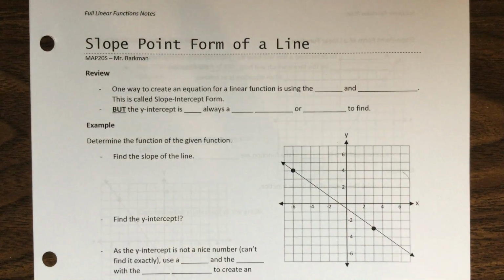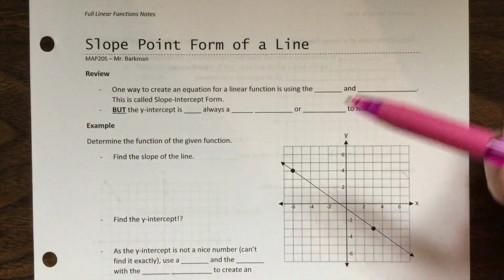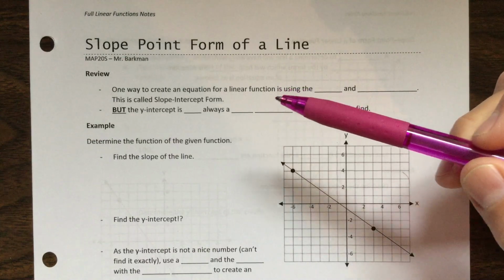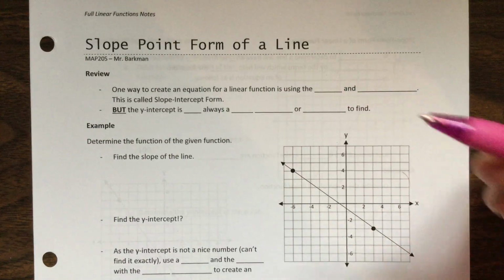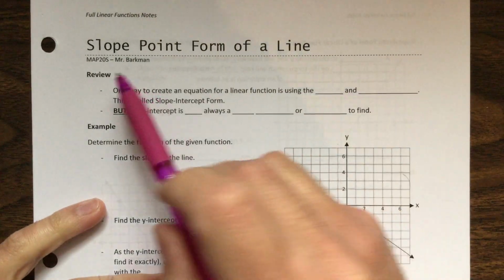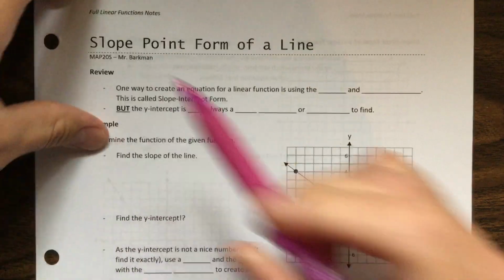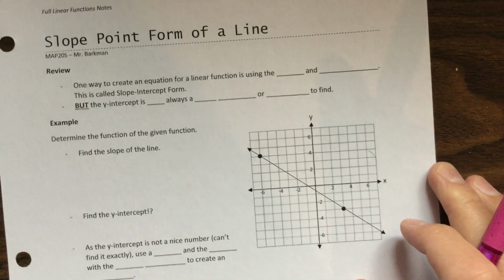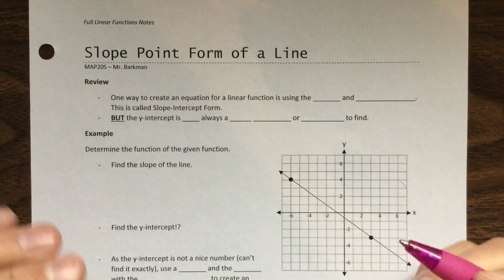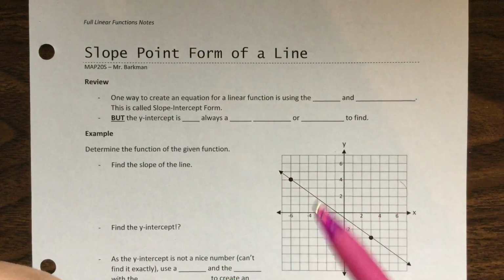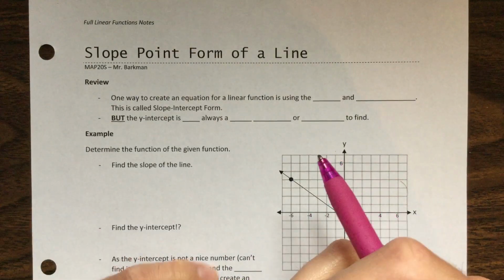So we started last class, or last lesson, with looking at a way of describing the line that dealt with slope and y-intercept. Today we're going to take a look at a different one. This is called slope point form of the line. We're going to look at how we describe a line using a different type of equation.